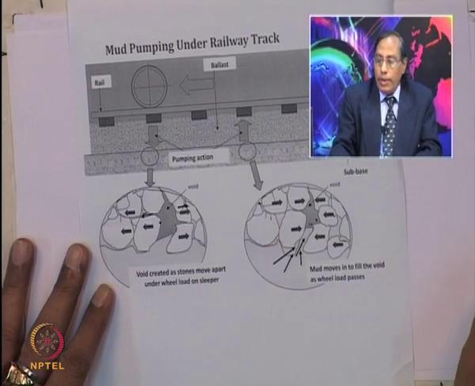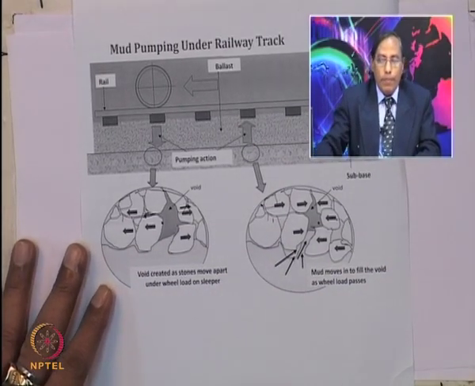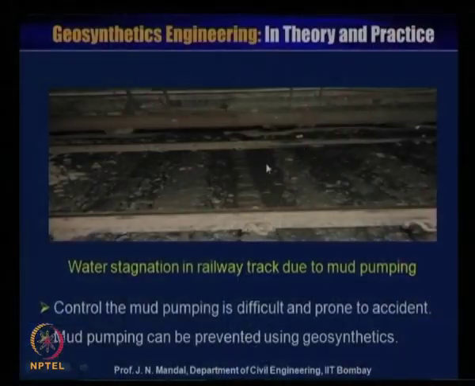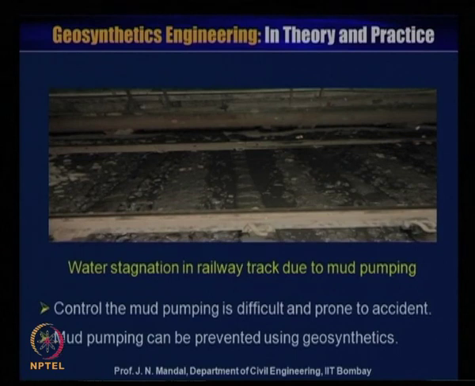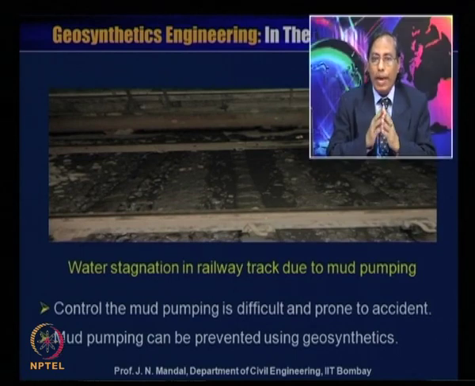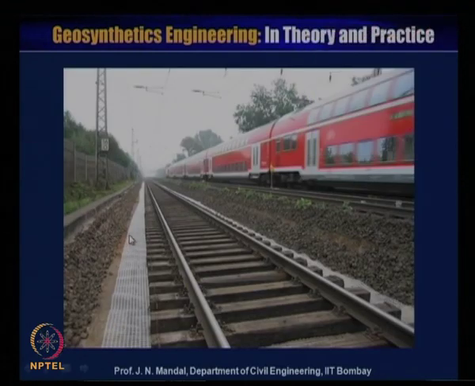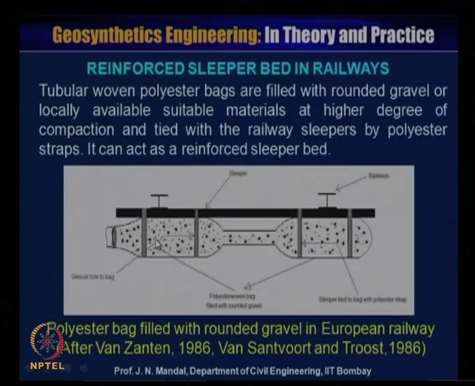So, this is what is called mud pumping under the railway track. This happens, and most of the time it is a problem. You can see here water stagnation in the railway track due to the mud pumping. So, you need to control it; mud pumping is difficult and prone to accident. Mud pumping can be prevented using geosynthetic material. You can see we can place the geosynthetic material here and then mud pumping can be controlled.